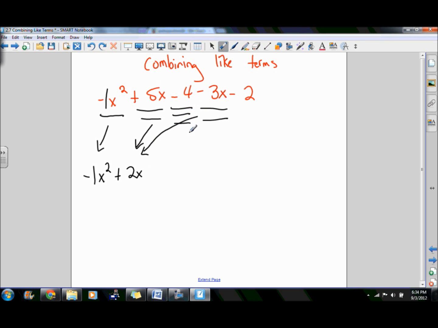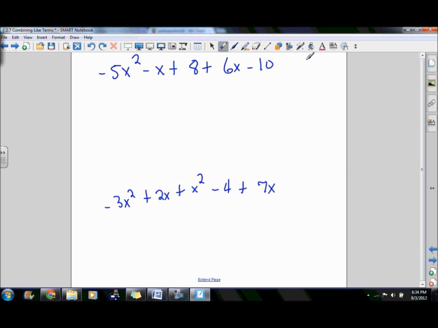Finally, I look at the extra numbers. I see a negative 4 and a negative 2. Those are going to combine together to give me negative 6 of the leftovers. And that's my answer. Okay. I would like you to try these two on your own, actually, I'll do the top one and then we'll have you try the bottom. So don't pause it yet. If you'd like to, you can, and it'll be just fine.